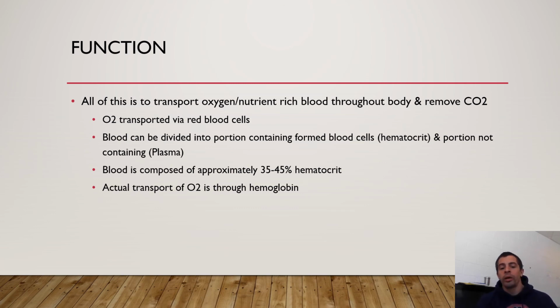Of our blood, it's composed approximately 35 to 45% hematocrit, depending on your source, depending on the person, and this could change, and the rest being plasma. Actual O2 is transported through hemoglobin, which is only contained in hematocrit. So our blood plasma isn't really transporting O2.